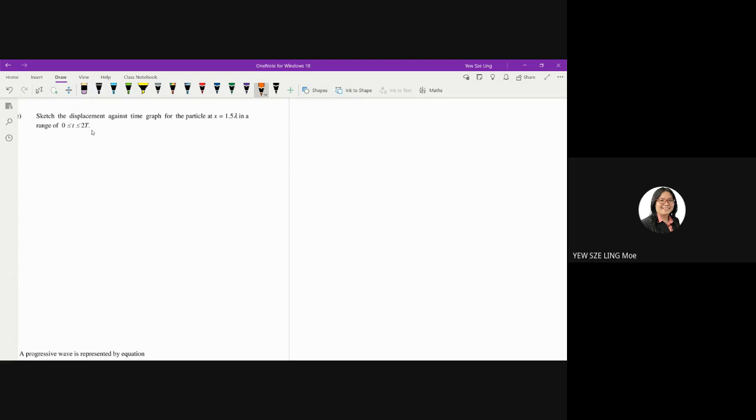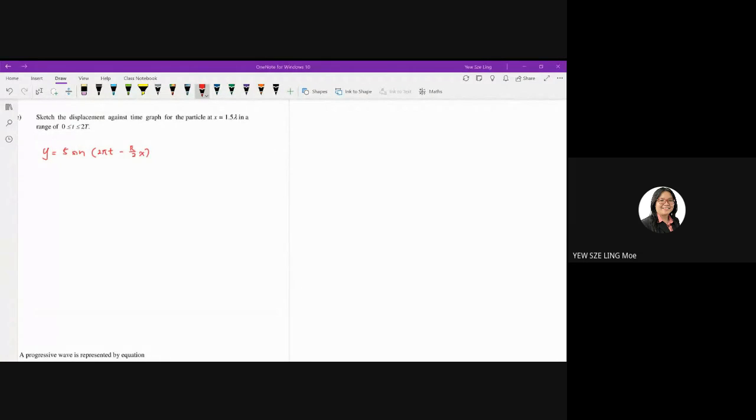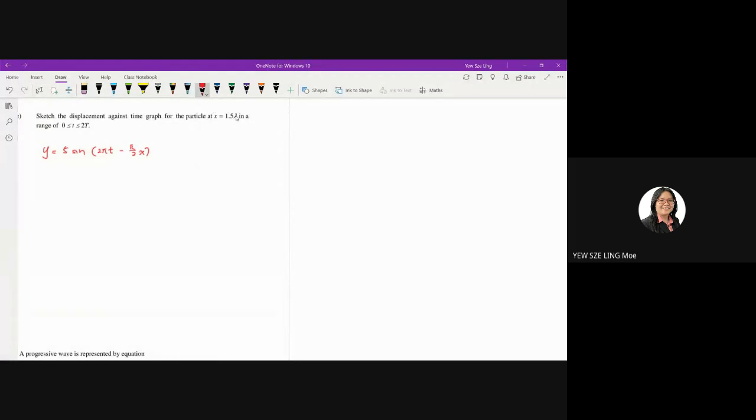So how to solve it? Again, we're going to start with the equation. The equation given is y equals 5 sine of 2 pi t minus pi over 2 x. So this is the equation given. The thing we have to do right now is go through the question. The question tells us x is at 1.5 lambda. So how to simplify it? x equals 1.5 lambda.